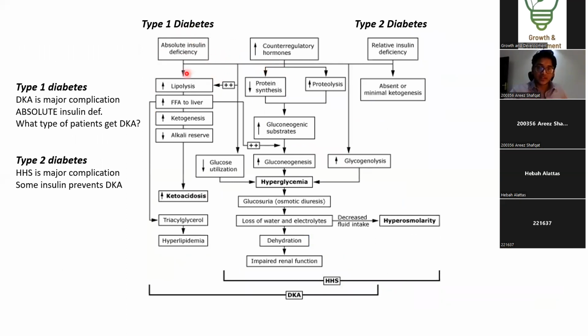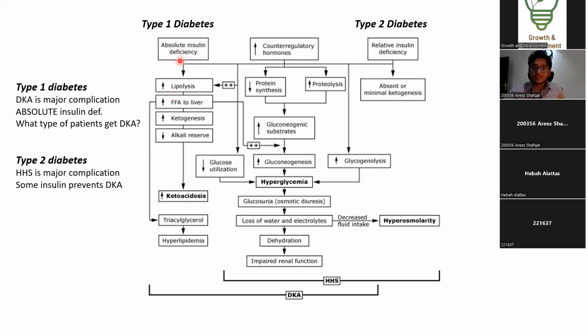In type 1 diabetes, you have absolute insulin deficiency. Counter-regulatory hormones like glucagon, epinephrine, cortisol are increased. The lack of insulin and the increase of these hormones drives lipolysis. Free fatty acids, lipolysis causes more fatty acids to go to the liver, generating more acetyl-CoA, which is shunted into ketone body production. Ketone bodies are acidic, so they cause acidosis. Free fatty acids in the bloodstream because of lipolysis also cause hyperlipidemia.